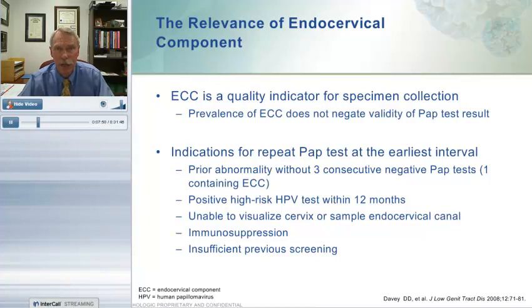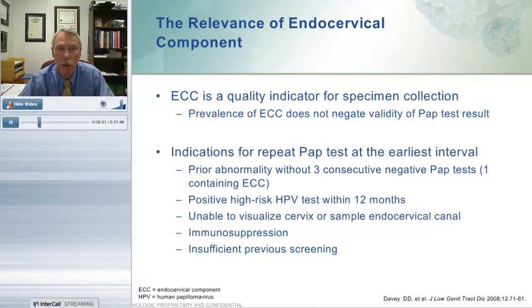What is the relevance of the endocervical component? Endocervical cells are generally considered to be a quality indicator of specimen collection. The presence or the absence of endocervical cells does not make a pap smear satisfactory or not satisfactory. It is perfectly reasonable to have a satisfactory pap smear that is available for interpretation that does not include endocervical cells. It may be a pregnant patient, it may be a patient who is postmenopausal.